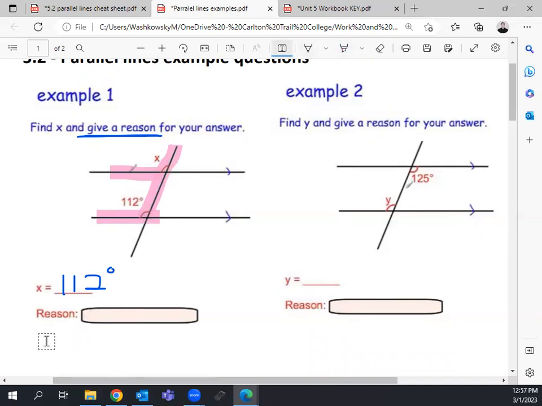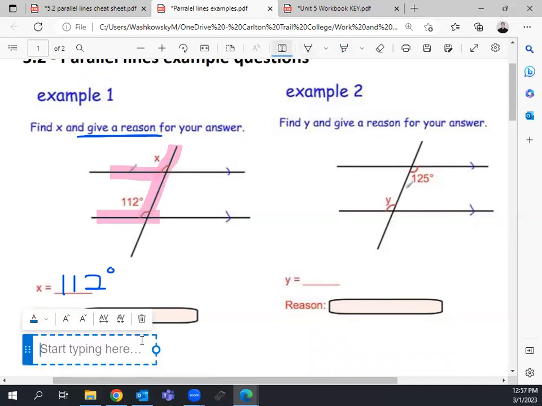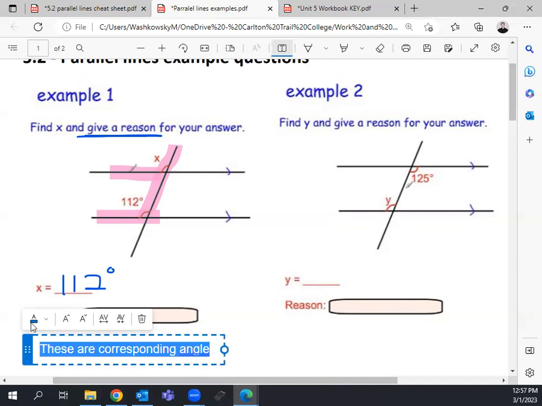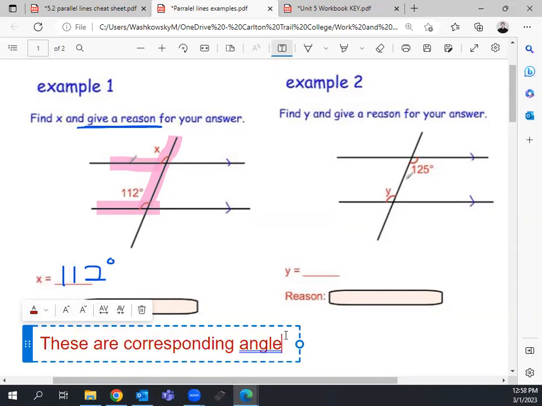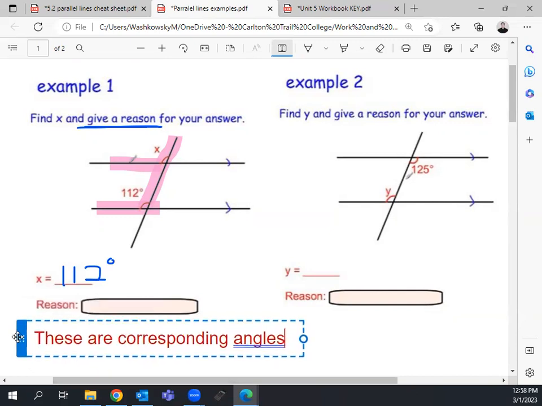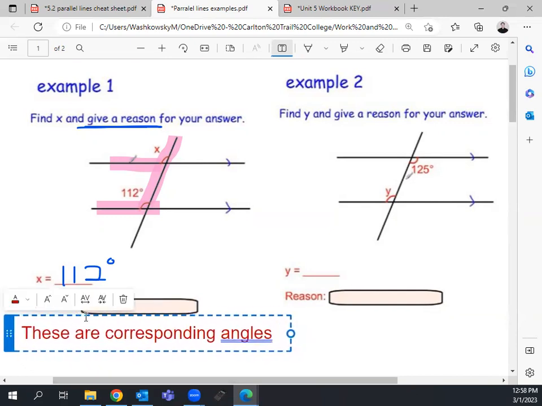So the reason in this case is that these are, it's called a corresponding angle. That would be your reasoning in this case. My reason is these are corresponding angles. Again, most students are able to find the angles. They just struggle with putting it into words why.